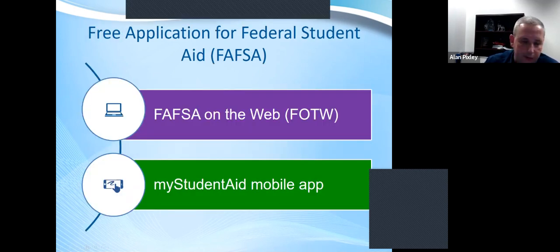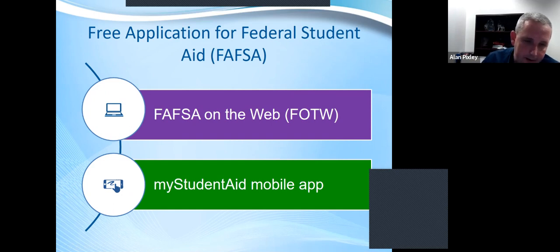All right, let's look at some of the common things on the FAFSA. So there is the FAFSA on the web. That's going to the website on a regular computer to FAFSA.gov. There's also the ability to download the My Student Aid mobile app. Students can actually complete their FAFSA on this app right on their phone. And you can also go back and forth between. So you can complete part of your application on the mobile app, sign out, and then go on to a computer, finish your application. So those two methods are available.